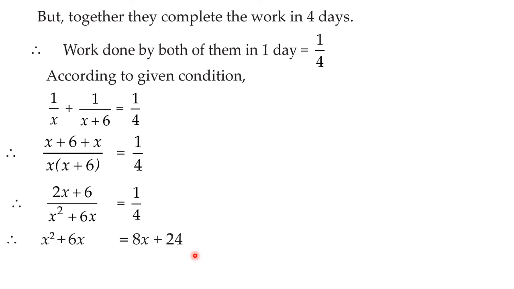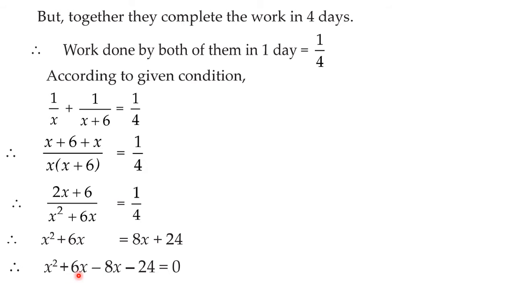Now to write in standard form, that is x square plus bx plus c, we have to take this quantity to left hand side. So we will write it properly. What we will get: x square plus 6x minus 8x minus 24 is equal to 0. See, the sign of these two terms is changed. When we have shifted them to left hand side, the positive terms became negative.